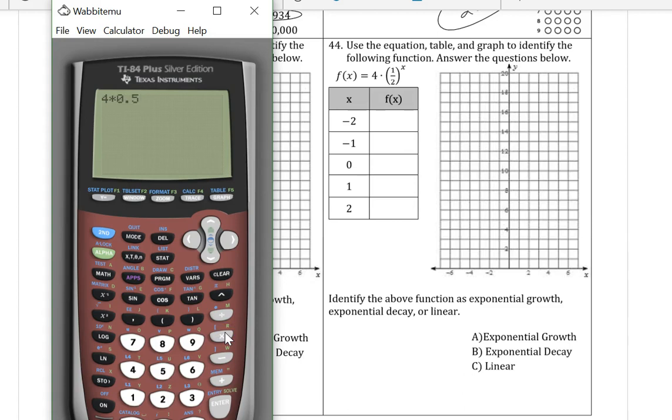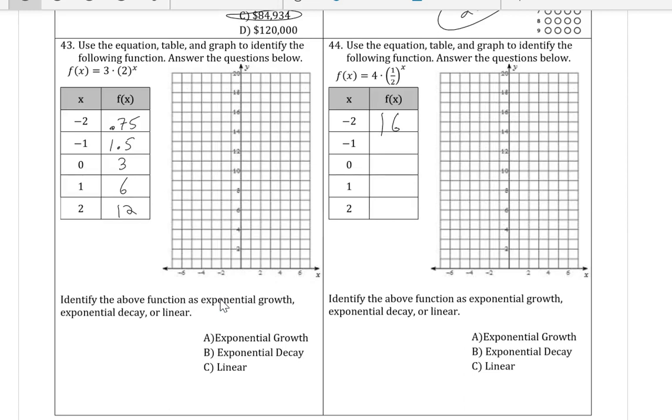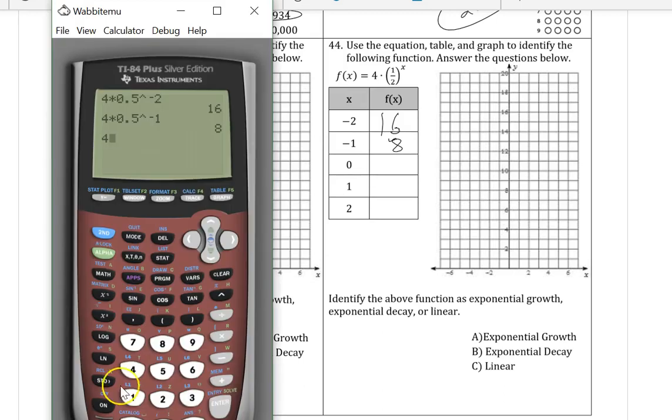I'm just going to use 0.5 here. That's going to be the same as 1/2. We got 16, and then we got, oops, sorry about that, we got 8. And then for zeros, we got 4 times 0.5 up to the 0. And then 4 times 0.5 to the 1. And then 4 times 0.5 squared. We got 4, 2, 1.